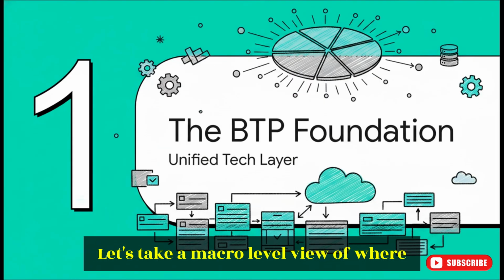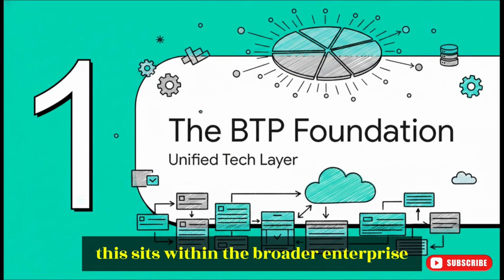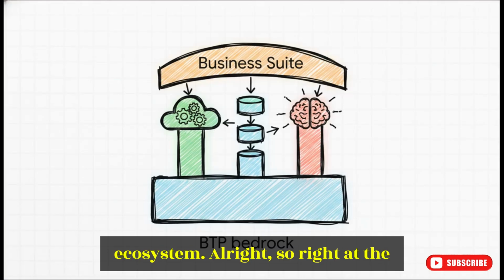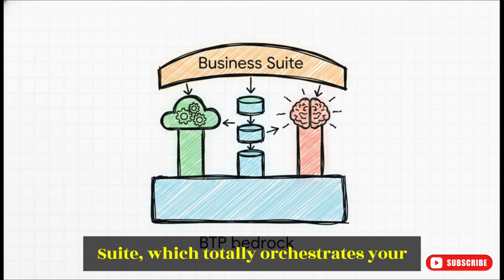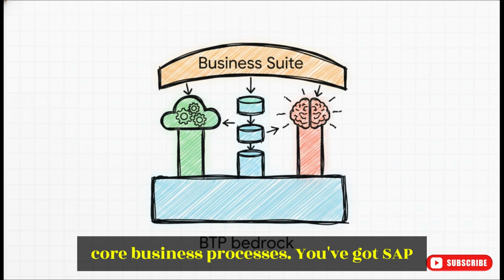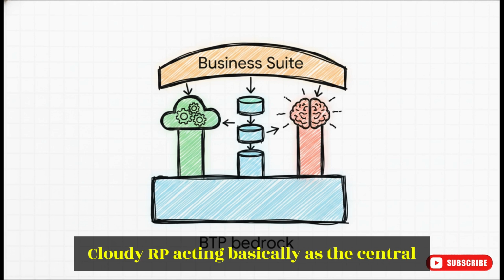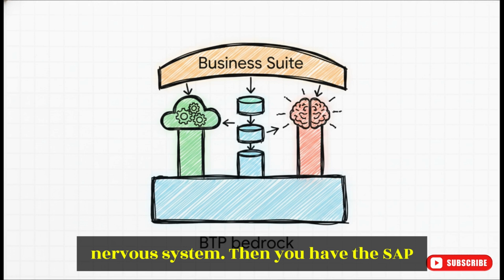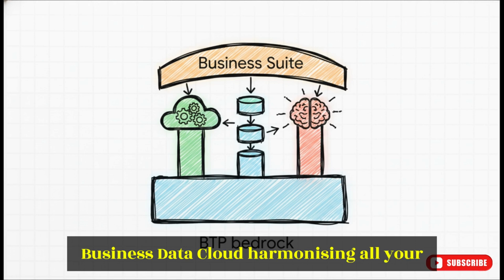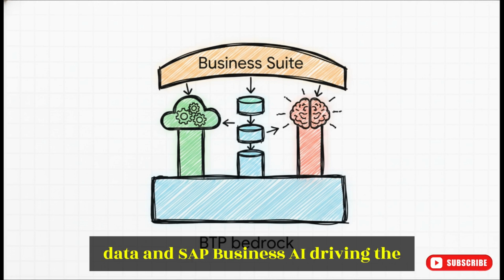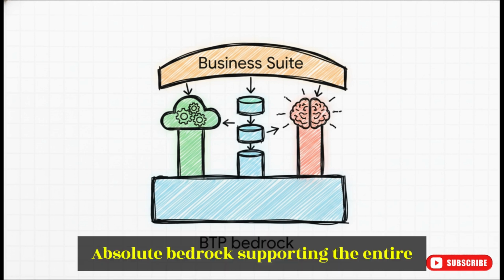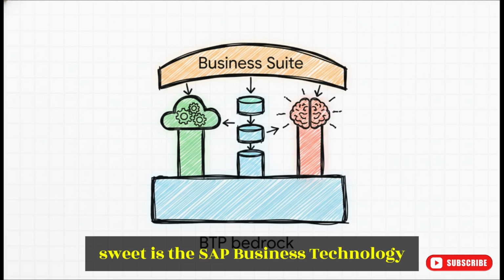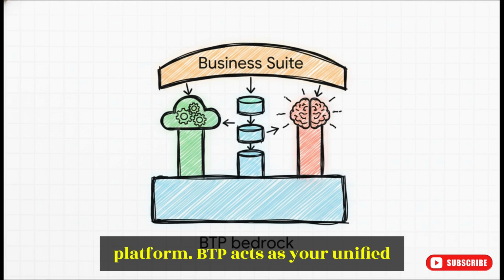Let's take a macro-level view of where this sits within the broader enterprise ecosystem. All right, so right at the heart of SAP's strategy is the SAP Business Suite, which orchestrates your core business processes. You've got SAP Cloud ERP acting basically as the central nervous system. Then you have the SAP Business Data Cloud, harmonizing all your data, and SAP Business AI driving the intelligence. But underneath all of this, the absolute bedrock supporting the entire suite is the SAP Business Technology Platform.